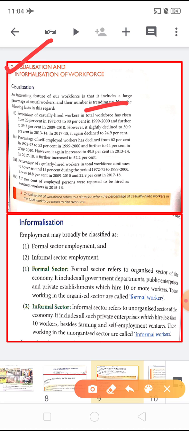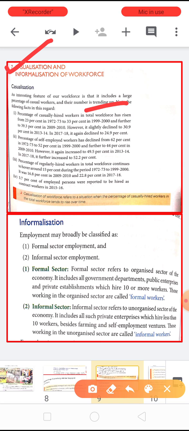Children, casual workers are those workers who do not get a permanent job, but are daily wagers. They are not hired by the employers on a regular basis, and this kind of employee does not get any social security contributions, benefits like the provident fund, the gratuity, or even the pension.